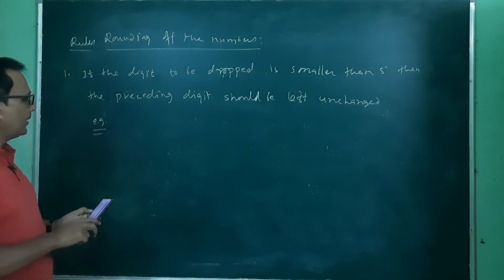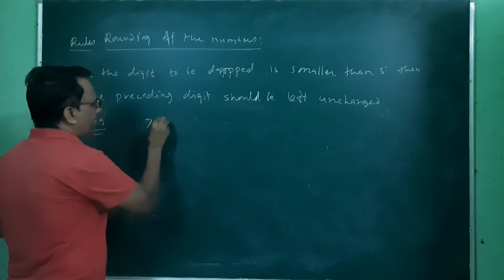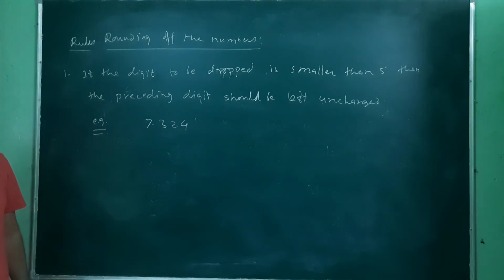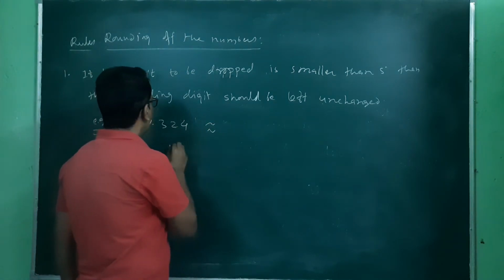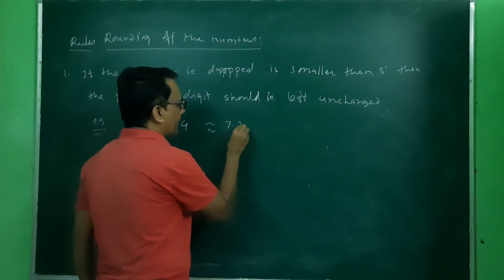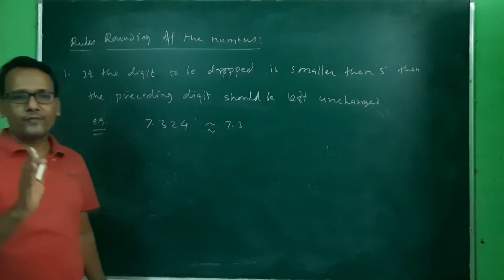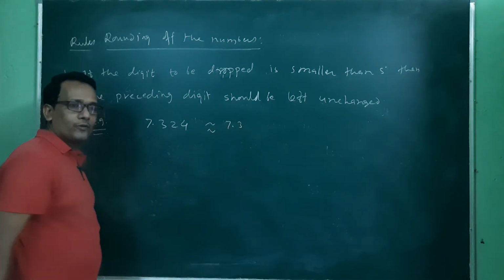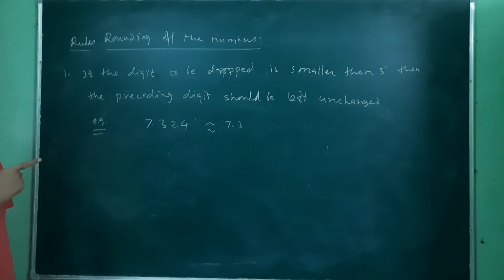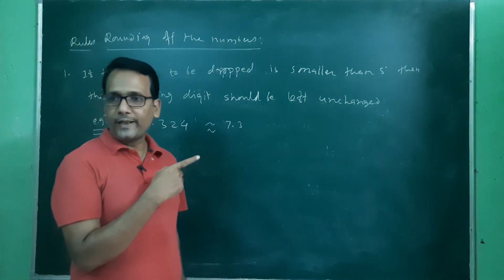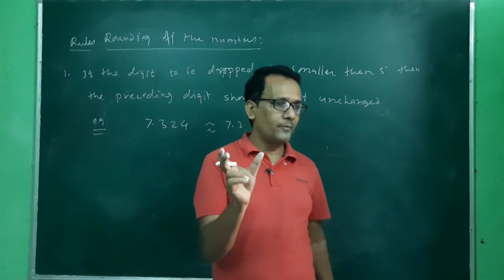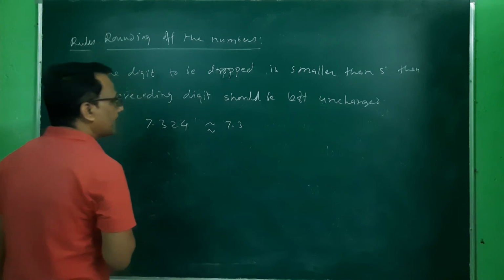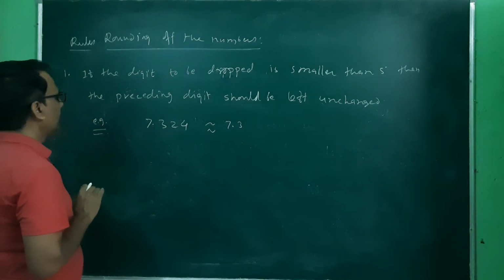For example, if we have 7.324, we can write this as 7.3 if the least count is a single decimal place, because the dropped digit is less than 5, so this is equivalent to 7.3. This is also helpful in calculation. During calculation, if we have big numbers with so many digits, there will be difficulty, so we can use this rounding off technique.